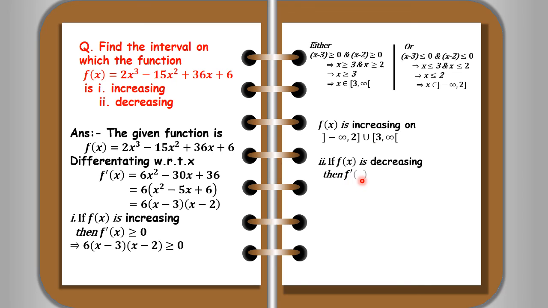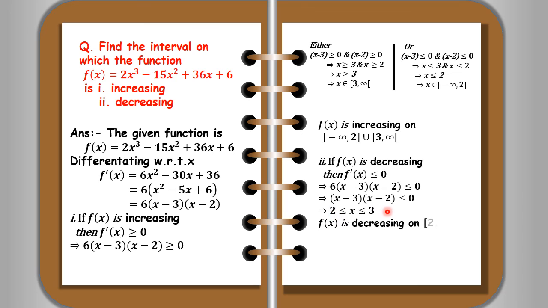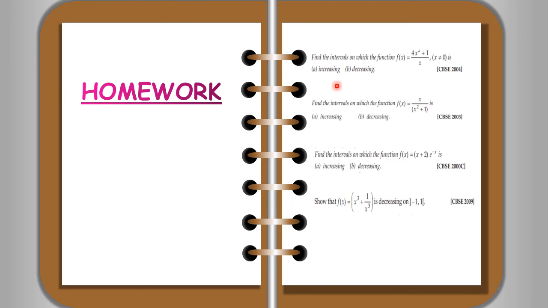Now check if the function is decreasing, that means f dash is less than or equal to 0. So the product x minus 3 into x minus 2 is less than or equal to 0. This happens when the value of x lies between 2 and 3. So in the interval 2 to 3, the function is decreasing, otherwise the function is increasing. So here is your homework.